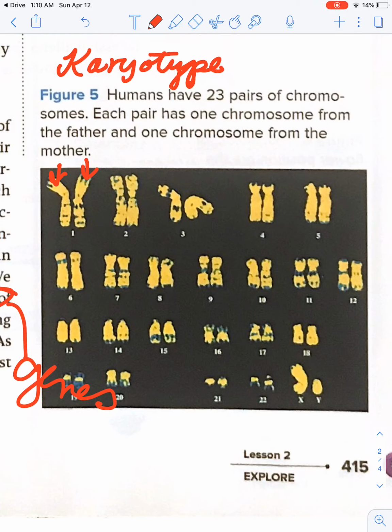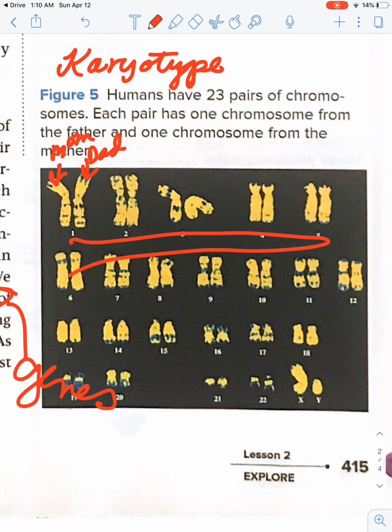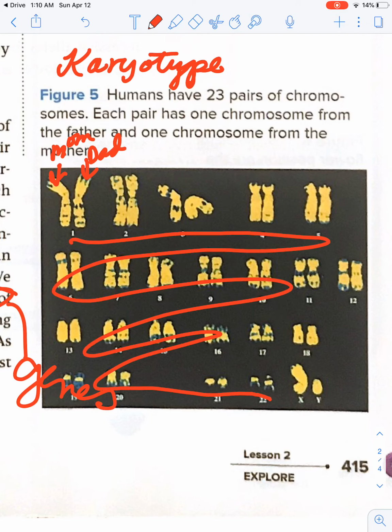They're not spread out. They're all scrunched up together, and so this is what it would look like before they separate in either meiosis or mitosis. But one of these would be from mom, and one from dear old dad, and that's the same for all of these. We don't know which one is from mom and which one is from dad, but this one we do at the bottom.